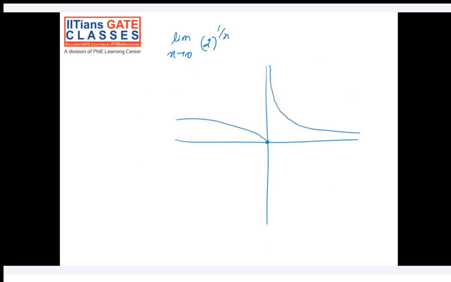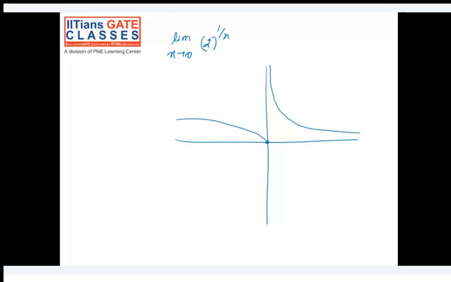Even if you plot the curve, that will give you an idea whether the limit exists or not, whether the function is continuous or not, whether the function is differentiable or not. So I will always draw these diagrams just to make you feel comfortable with what we are learning. So is it clear why this function doesn't exist here?